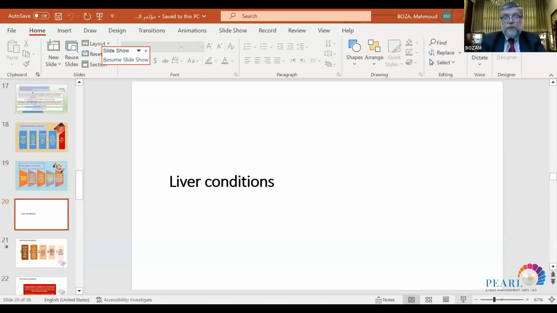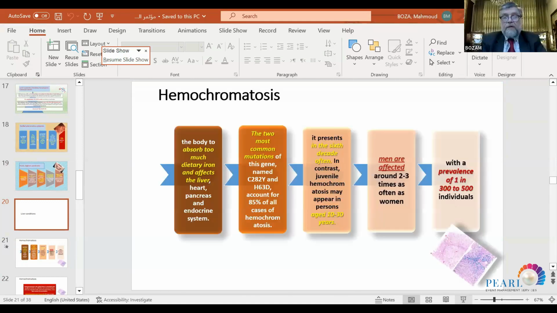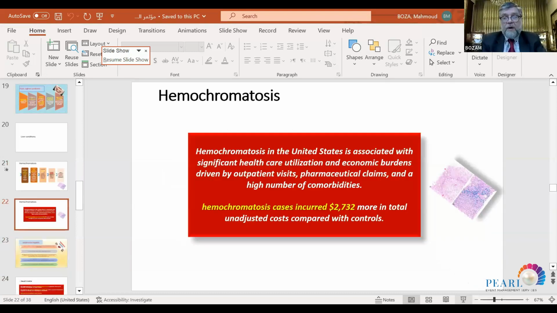Now we will move to the liver conditions and the development of different diseases influenced by genetics. The first one, and the most frequent one, is hemochromatosis. We know that the prevalence is around 1 per 300 to 500. And in fact, it is more prevalent in men than in women, as we all know. It could arise during infancy and childhood, between 10 to 30 years old. It is influenced directly by genetics. The annual cost is around $3,000 per patient, and the high number of patients explains why the cost is very high per country.